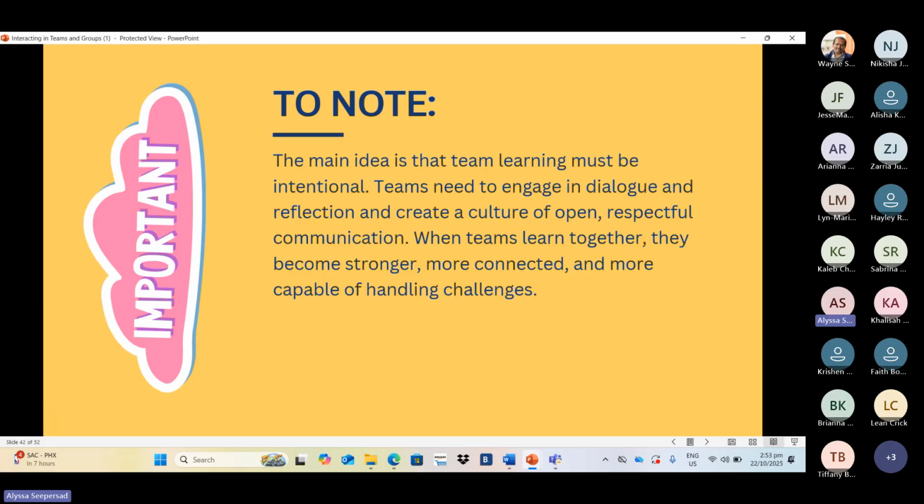So to note, the main idea is that team learning must be intentional. Teams need to engage in dialogue and reflection and create a culture of open, respectful communication. When teams learn together, they become stronger, more connected, and more capable of handling challenges.